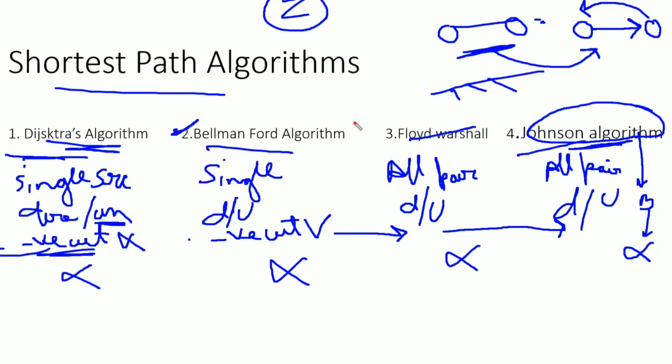Okay, so the application of Bellman-Ford is that in a particular network of a graph, it detects negative weight cycles. So it is used for eliminating those cycles which are not useful in the network.